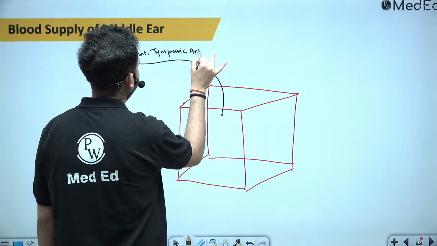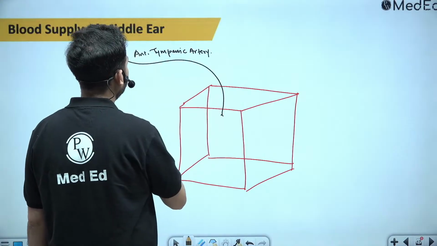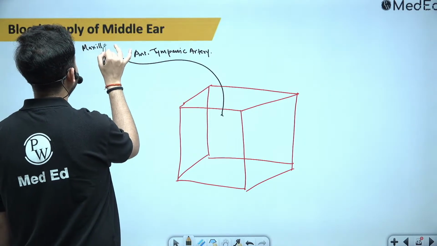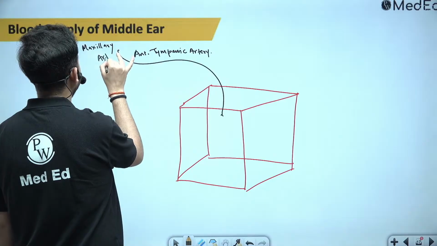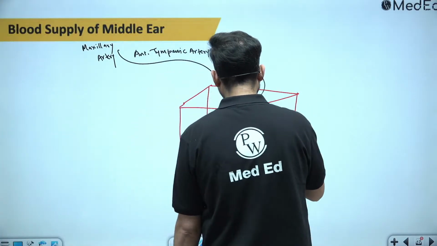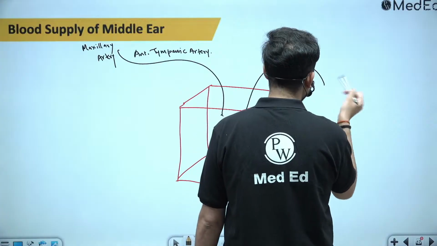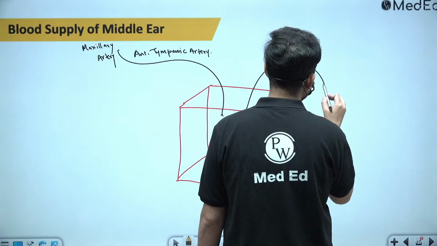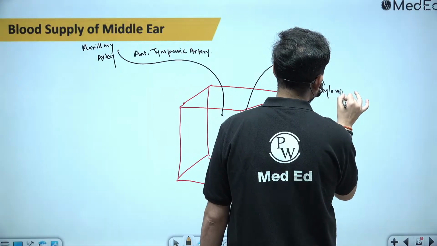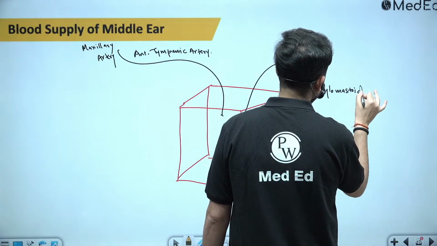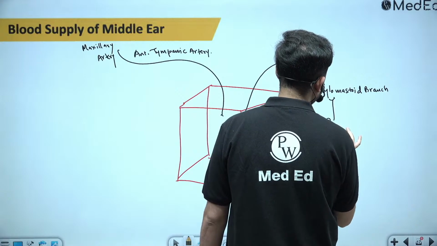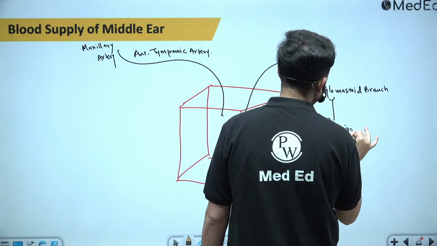Anterior tympanic artery. Okay. This is a branch of the maxillary artery. So the maxillary artery gives the anterior tympanic artery. And the other branch, which is giving a lot of supply to the posterior side as well, is basically the stylomastoid branch, which is a branch of the posterior auricular artery.